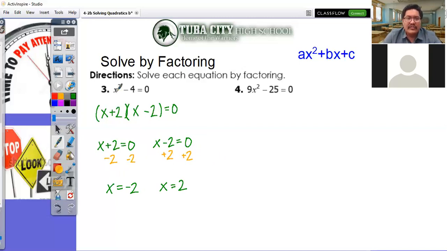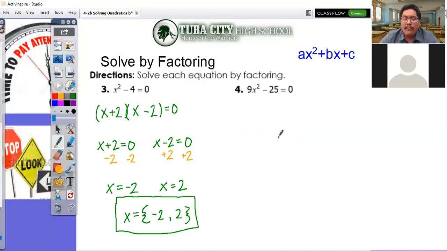Now, if I plug 2 and -2 into my original equation, it should come out to be 0. And we are largely done with this one. So let's put our bracket up and start with the lower number, which in this case is -2, and the higher number, which is +2. There we go, and we are done with that one. All right, next one is number 4.